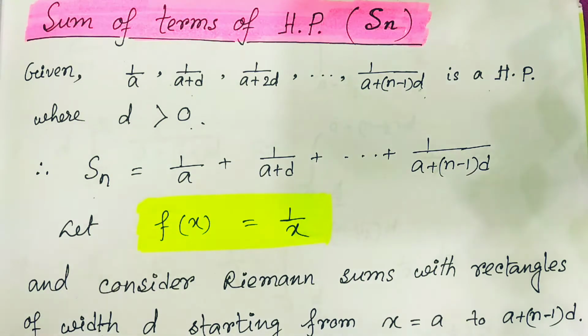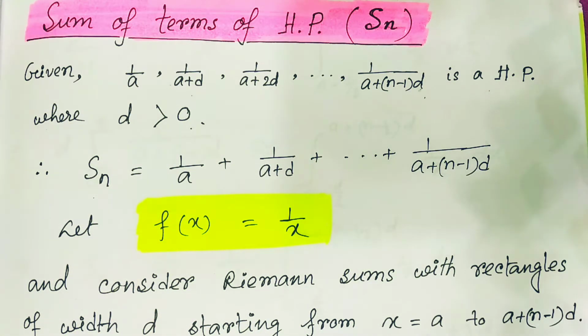This video is about finding the sum of the HP series. If any harmonic progression is given, and we add its terms, then what should be the summation of all these terms, which is represented by Sn. So that Sn we are going to find out.